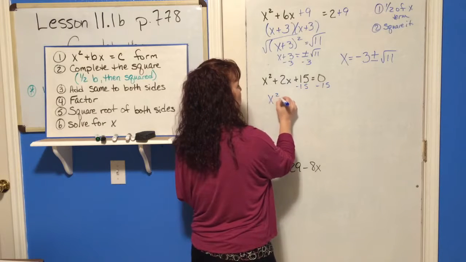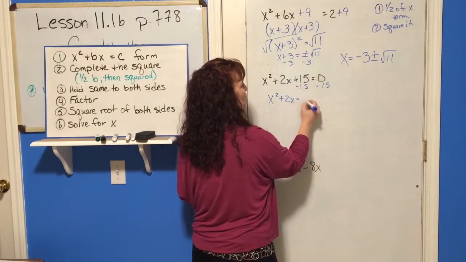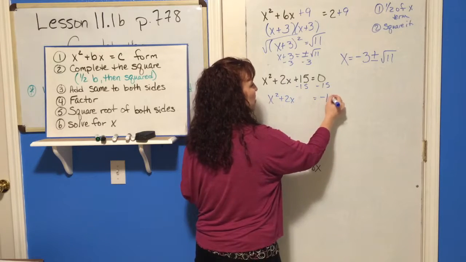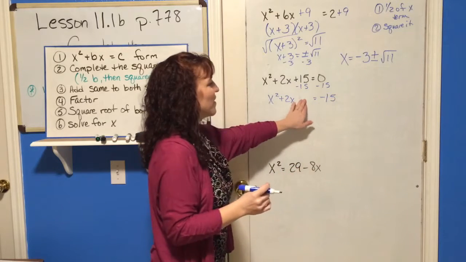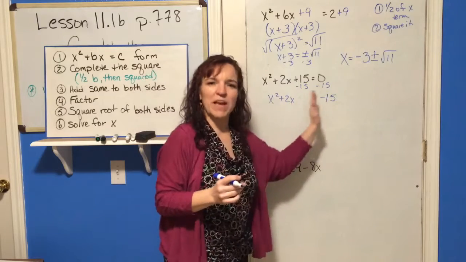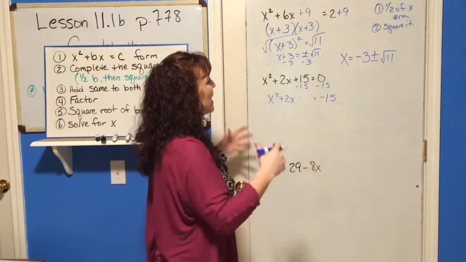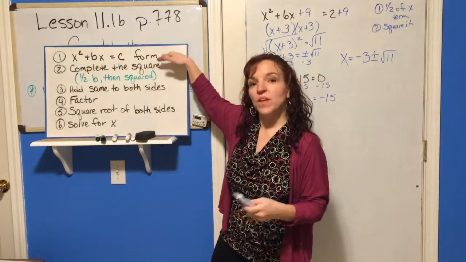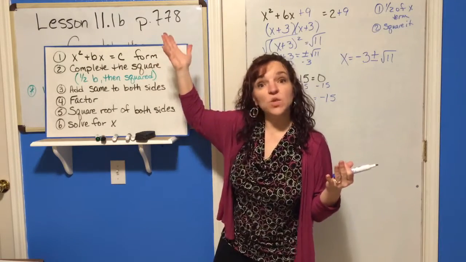So x squared plus 2x equals, and what I would do is leave a space there, equals negative 15, because you want to put in this third term. So leave space to do it. All right? So this is step 1. You've got it in the right form. So step 2, just complete the square.